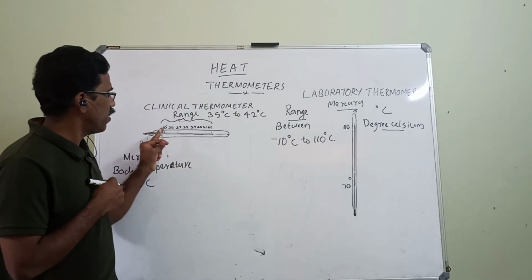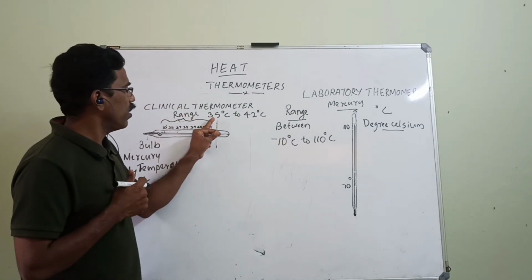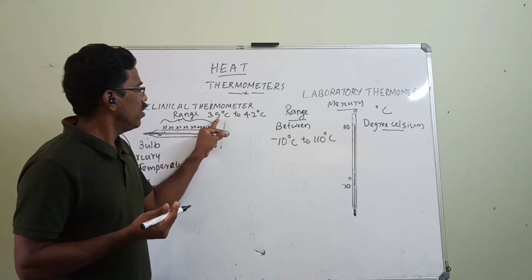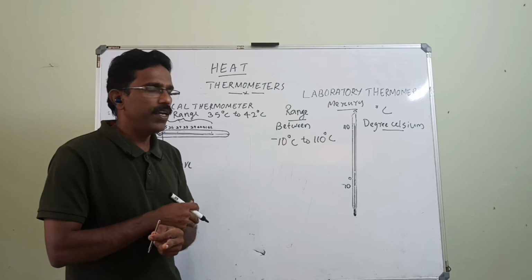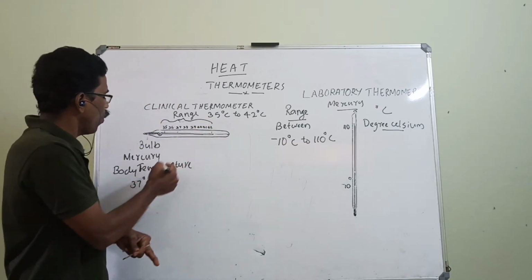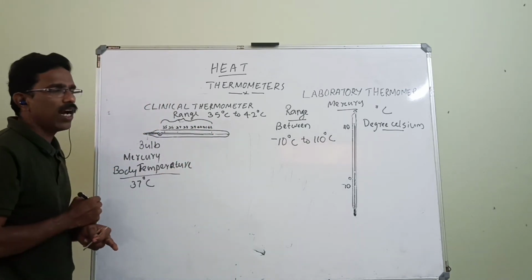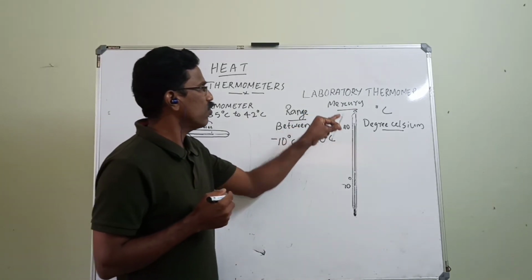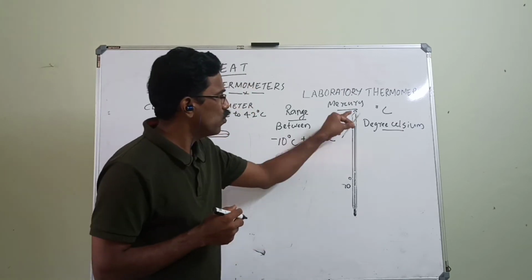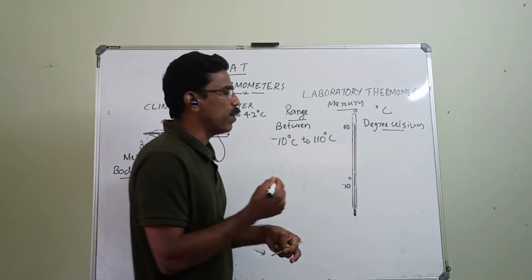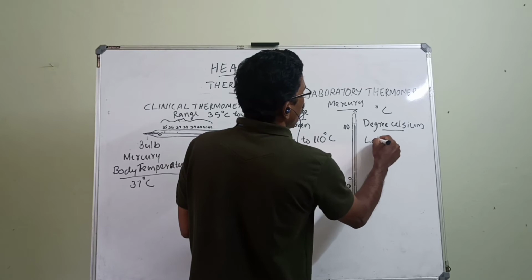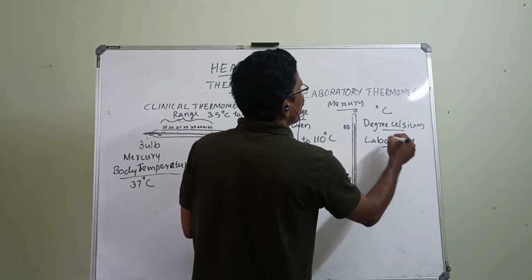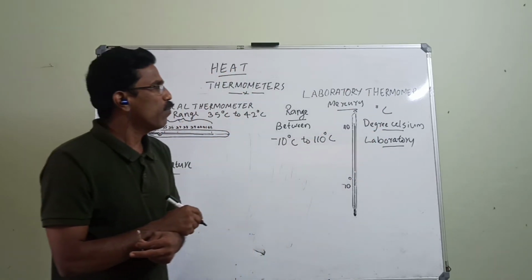And the difference is that in a clinical thermometer, the range at which we can measure is 35 to 42 degrees Celsius, and it is only used for taking our body temperature, the human body temperature. But the laboratory thermometer is used to measure for other purposes, for example laboratory use. We use this laboratory thermometer.